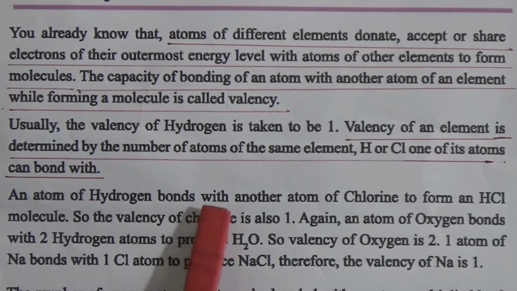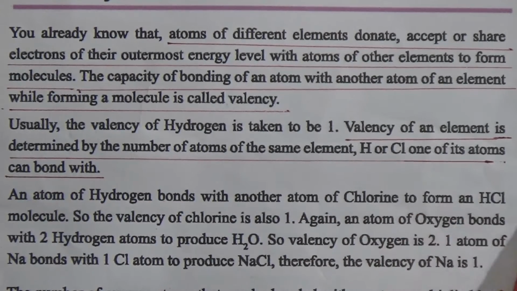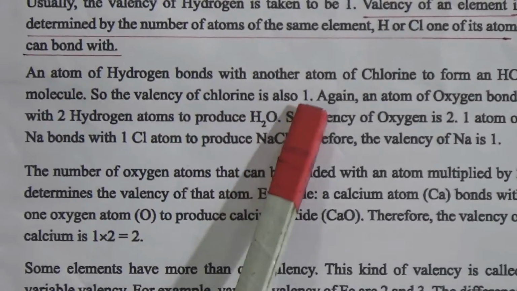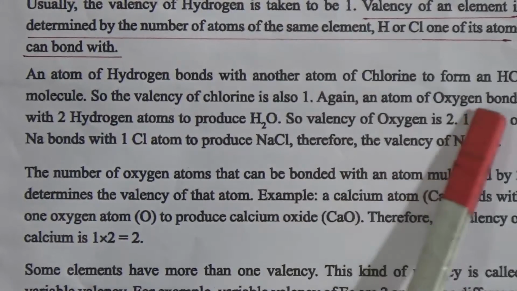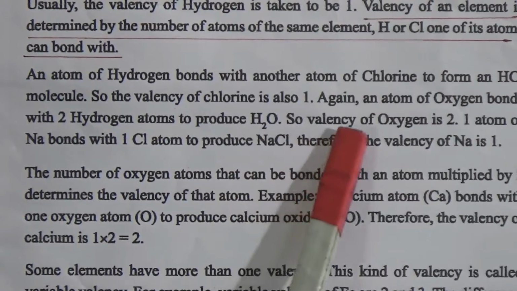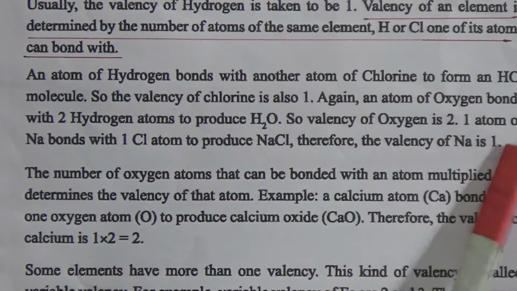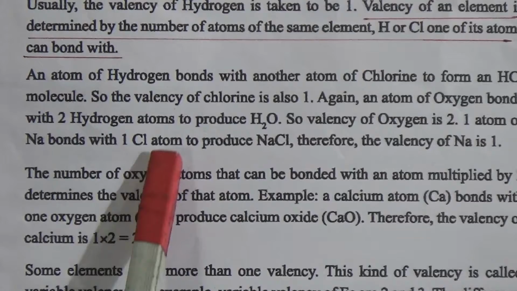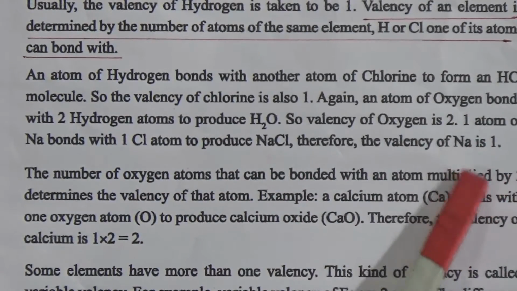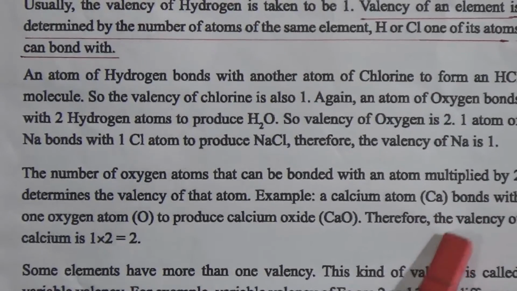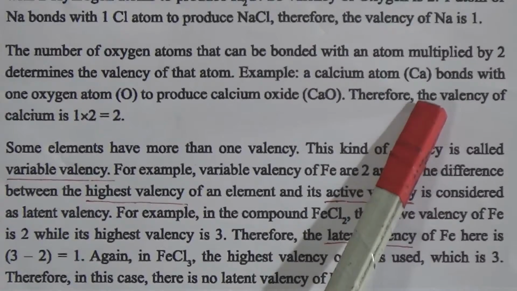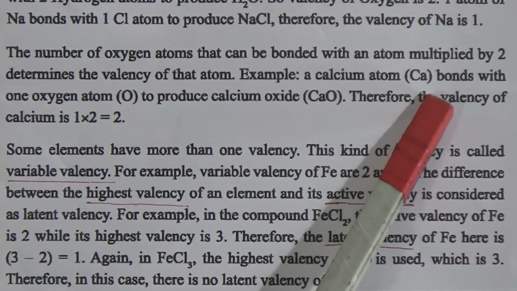An atom of hydrogen bonds with an atom of chlorine to form a hydrogen chloride molecule, and so the valency of chlorine is also 1. Again, an atom of oxygen bonds with 2 hydrogen atoms to form water, that means H2O. So the valency of oxygen is 2. And 1 atom of sodium bonds with 1 chlorine atom, that means sodium chloride. Therefore the valency of sodium is 1. That means we can determine the valency of an element by how many hydrogen or chlorine atoms are bonding with that element.